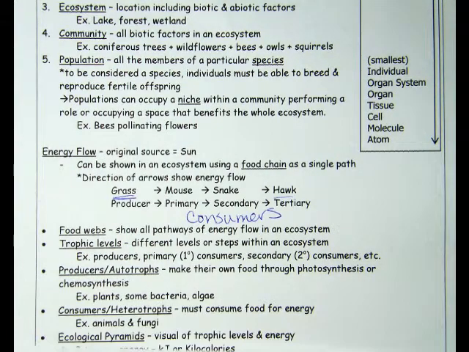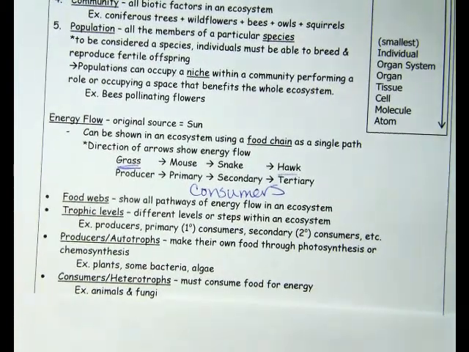Okay, our producers. Also known as autotrophs, these are organisms that make their own food. They either do this through photosynthesis, so using energy from the sun, or chemosynthesis, which is using energy from chemical reactions. Examples include plants and algae, and then some bacteria do photosynthesis. Some bacteria are also going to do chemosynthesis.